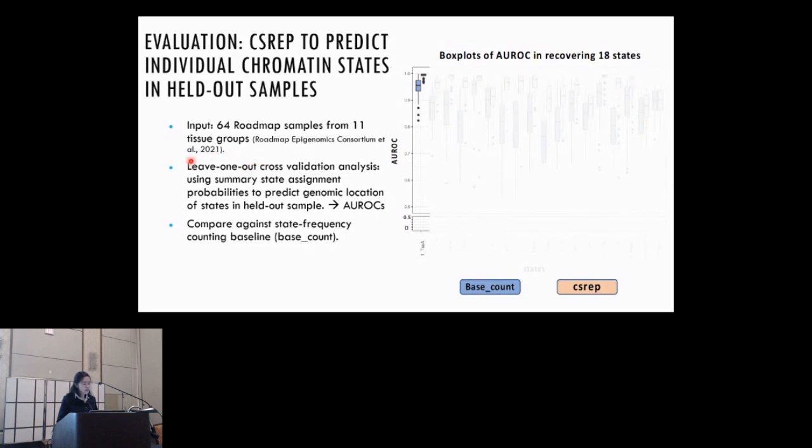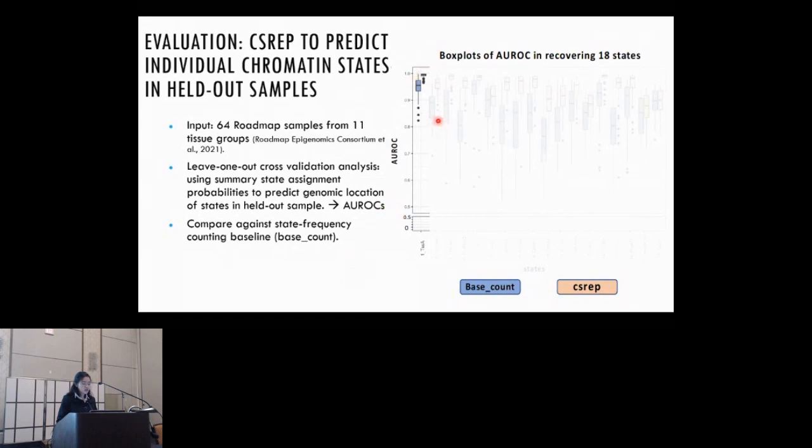And for each of these groups, we conducted leave-one-out cross-validation analysis, where we use the summary state assignment probabilities to predict genomic locations that are associated with individual states in a held-out sample. And we obtain the AUROC as our metric of evaluation. We compare CS-REP against base count.